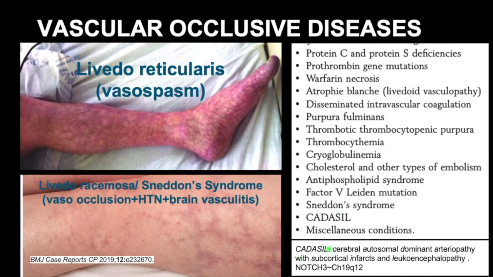CADASIL stands for cerebral autosomal dominant arteriopathy with subcortical infarcts and leukoencephalopathy. So it's a very long name, but a very important disease you have to remember for your exams because they like to ask what type of mutation. So it's a Notch 3 mutation on chromosome 19, CADASIL.